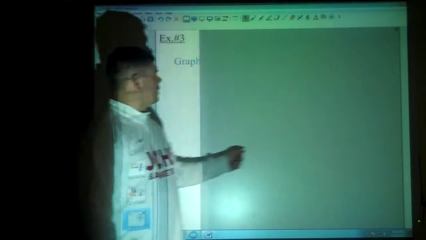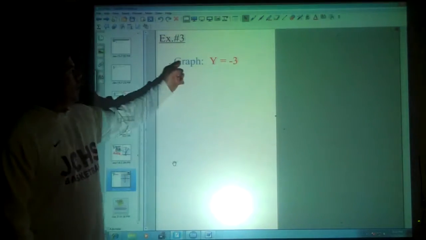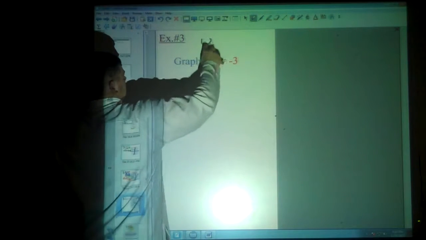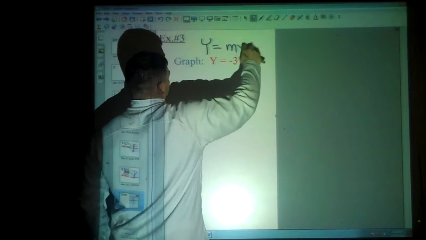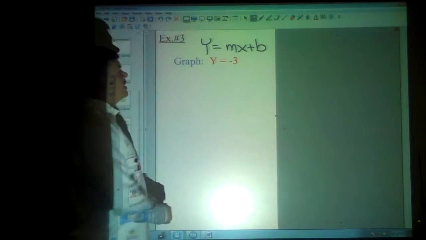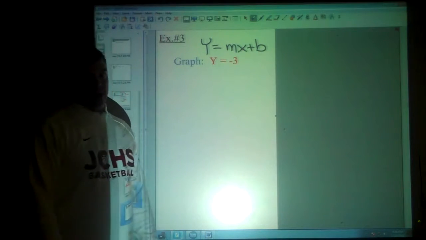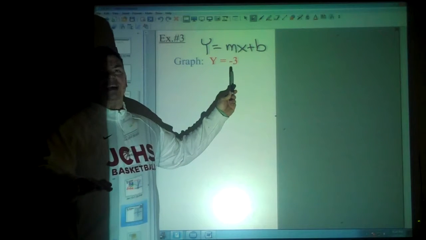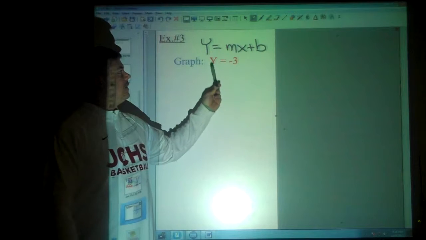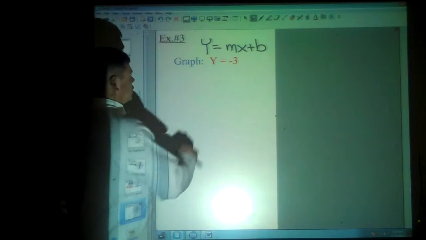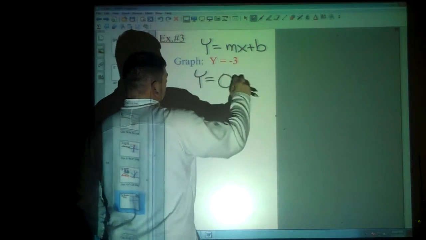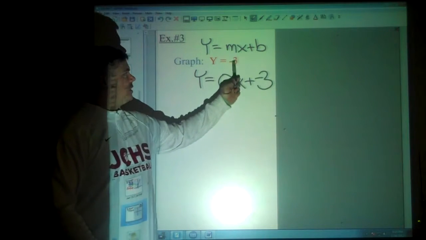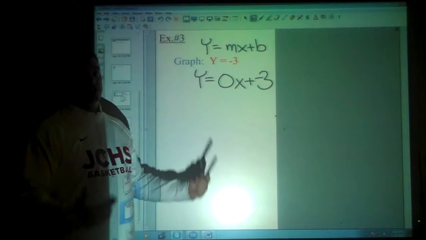All right, one more. Now this one says y equals negative 3. Does not look very similar to y equals mx plus b. One of the biggest mistakes is people think that negative 3 is the slope. It's not. What you'll notice is this equation does not have any x's in it. In other words, there are 0 x's in this equation. So you could say y equals 0x plus negative 3. Adding 0 x's doesn't change it, just changes its appearance.